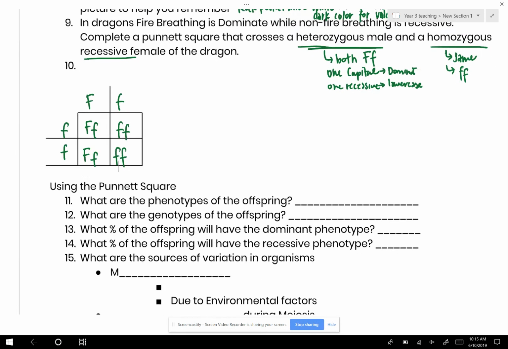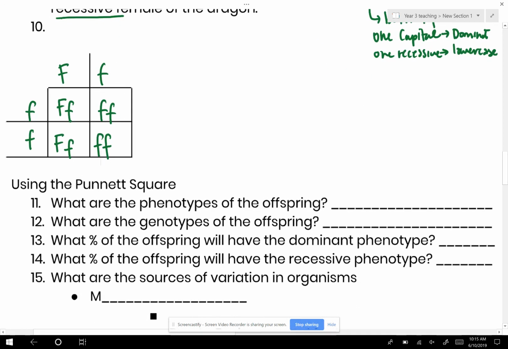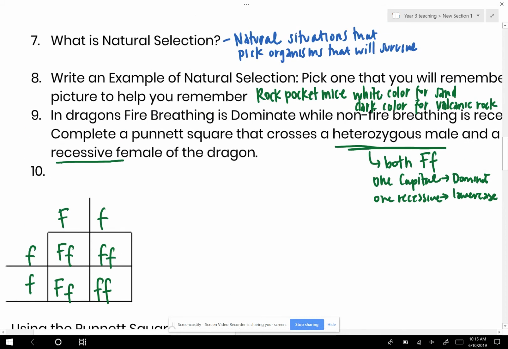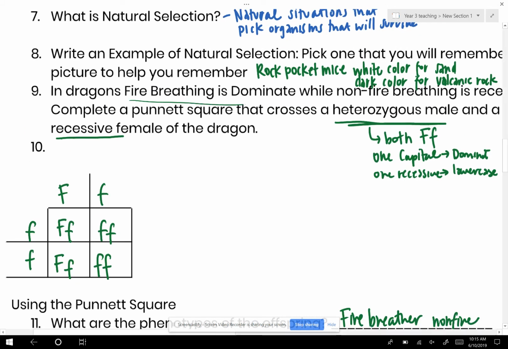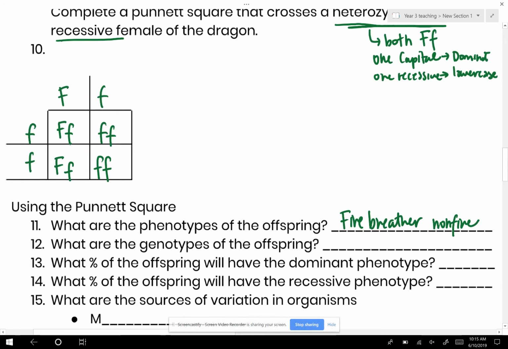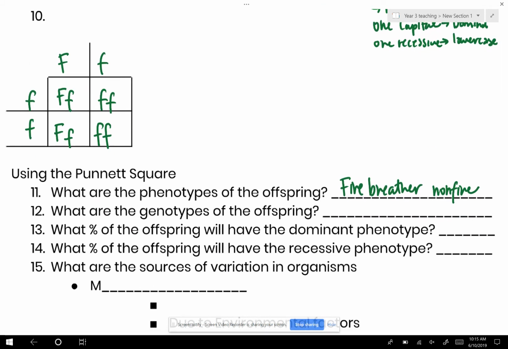And they ask, what are the phenotypes of the offspring? So we have fire breather and non-fire breather. The way I know that is that I know fire breathing is dominant, right? And so if you have even one capital F, you are able to fire breathe. My genotypes are going to be my letters.